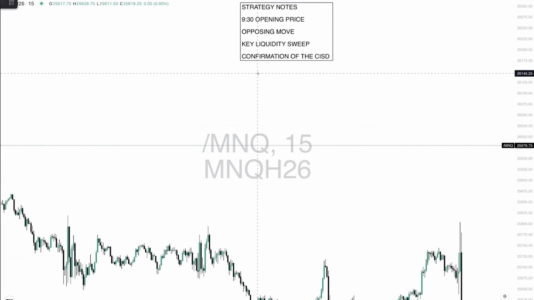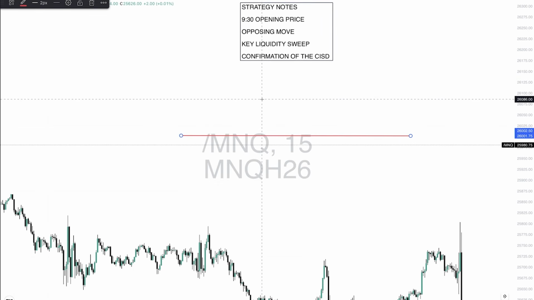Alright, so once we have our bias and once we actually know what price is reaching for, the first component that we're going to be using for our strategy is the 9:30 opening price. The reason why the 9:30 opening price is important when it comes to using this strategy is simply because it allows us to gauge and see the manipulation within the price delivery.